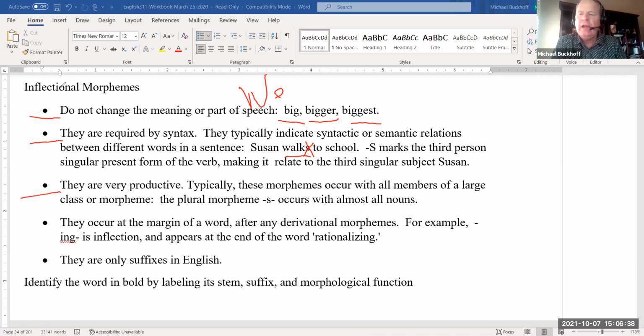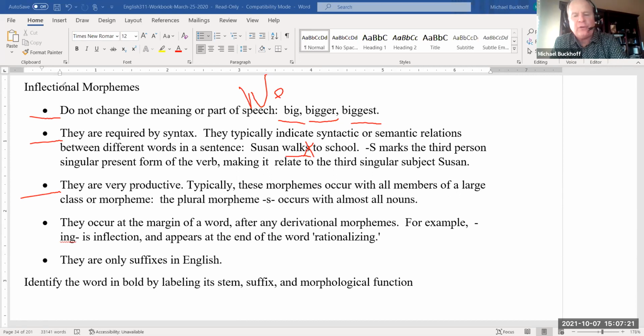Number 3, inflectional morphemes are very productive. It means you can take an inflectional morpheme and attach it to many words. For example, the ed. What about cut, Michael? You can't say cut it, but with regular verbs, you can put ed on the ends of those verbs. So the ed can occur on literally thousands and thousands of verbs. The ing, you can put at the end of pretty much all verbs, and it works. So inflectional morphemes are highly productive.